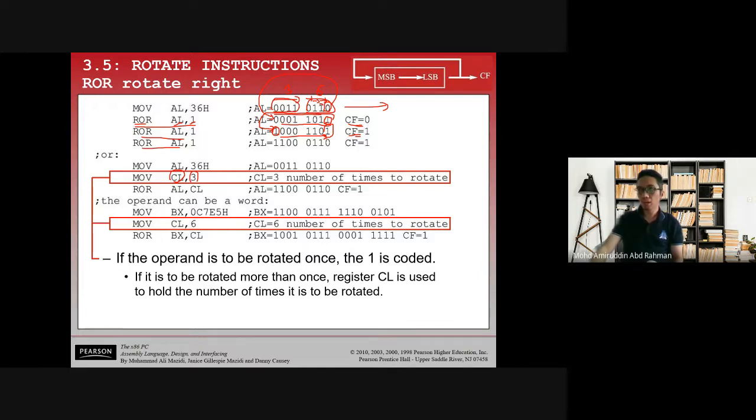So we have this, and then we did the third one. Also one at the least significant bit over here. So again, CF will also be one.